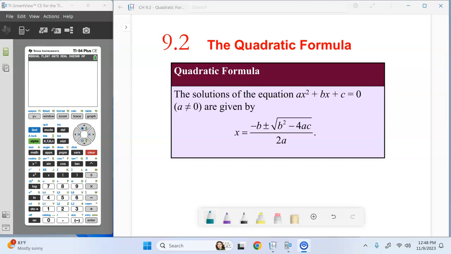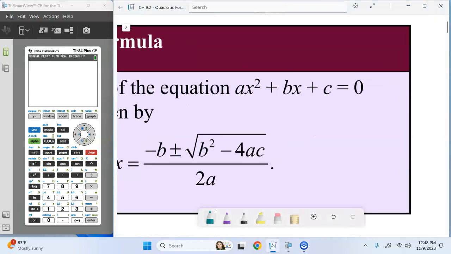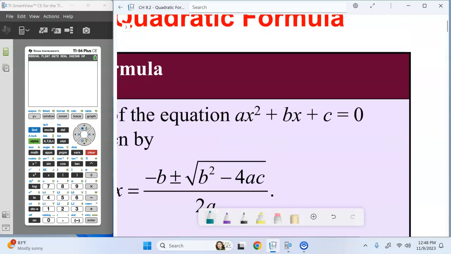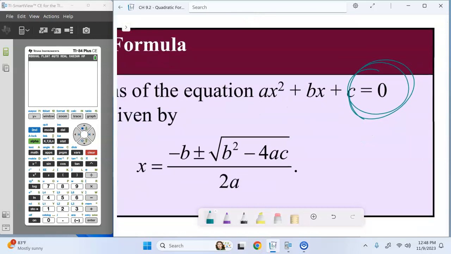And most importantly, your quadratic has to be in standard form. The most common mistake is that your equation's not set equal to 0. If it's not set equal to 0, you can't use it. So you have to get your equation in standard form first. Then you can start evaluating using the quadratic formula. And from there, it's just plug and chug.